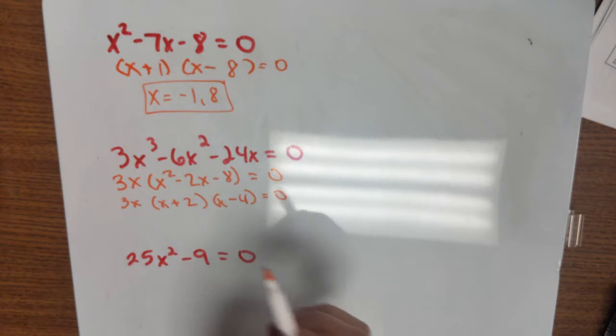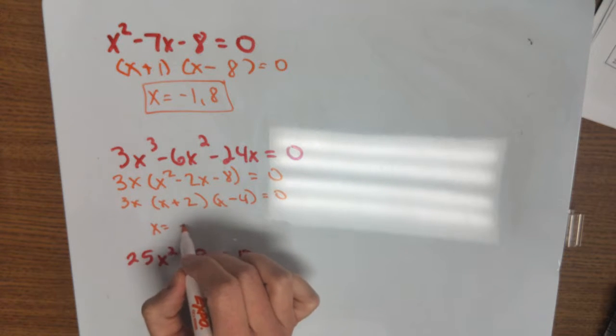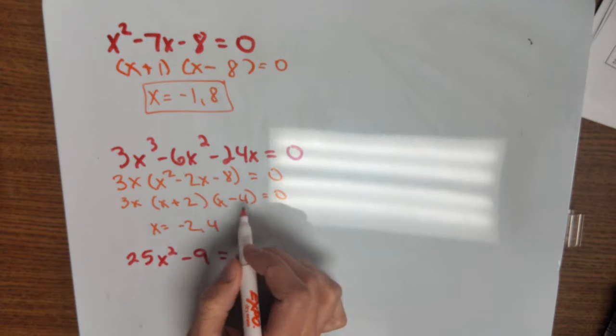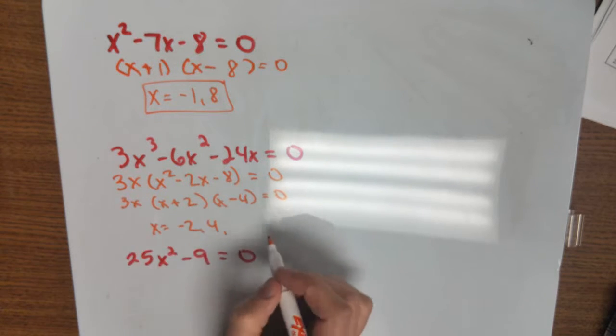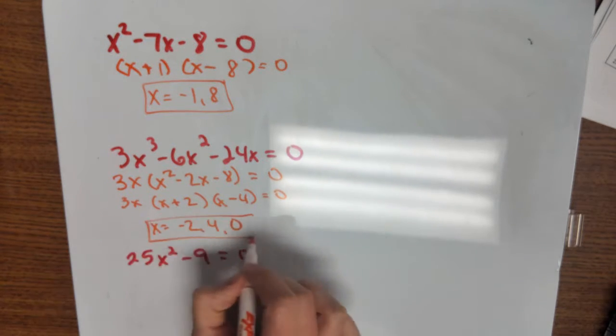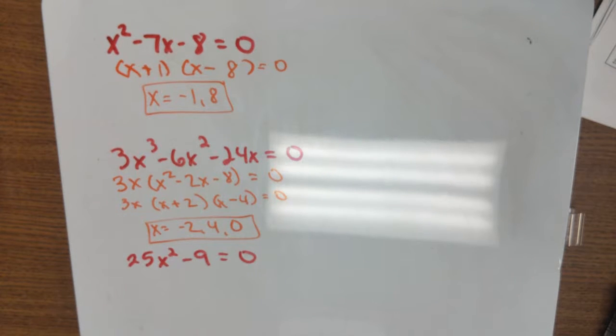And then this one's actually going to have 3 solutions. X is going to equal -2 and 4, those are the most obvious. And then from the outside, 3 times what would give you 0? Oh, well, that's going to give you 0, so there's actually 3 solutions.